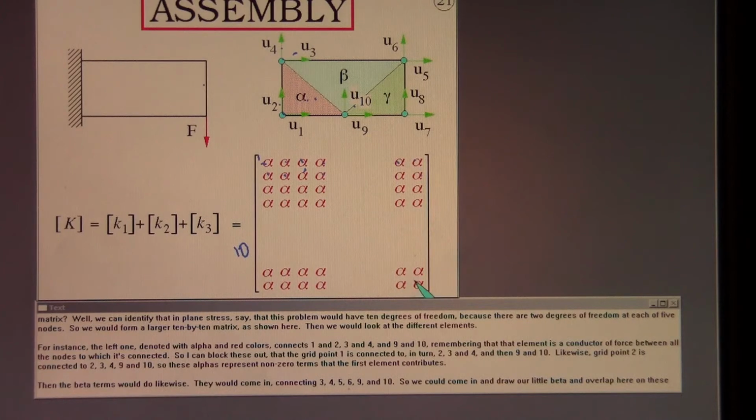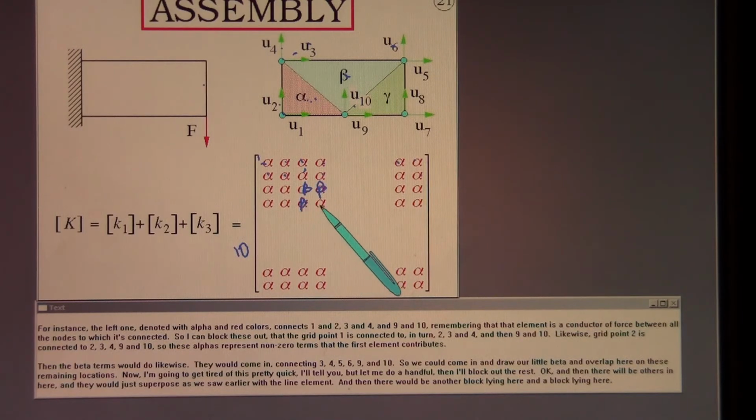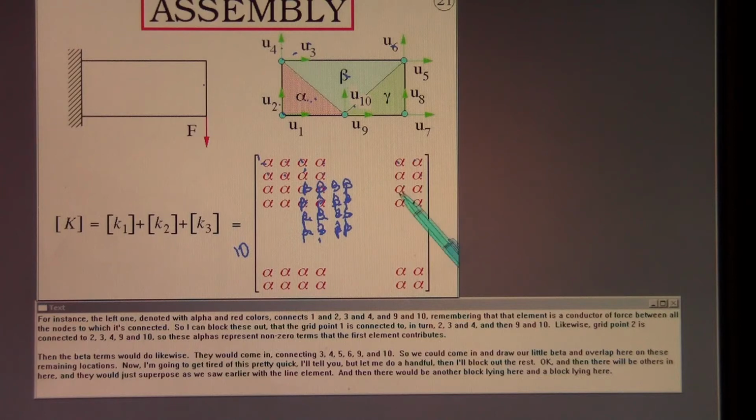So these alphas represent non-zero terms that the first element contributes. Then the beta terms would do likewise. They would come in connecting 3, 4, 5, 6, 9, and 10. So we could come in and draw our little beta and overlap here on these remaining locations. Now I'm going to get tired of this pretty quick, I'll tell you, but let me do a handful. Then I'll block out the rest. Okay, and then there would be others in here. And they would just superpose, as we saw earlier with the line element.